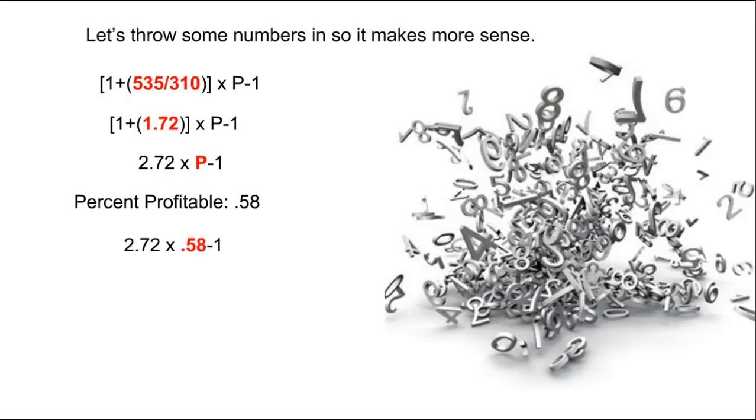So we take 2.72 and we multiply it times 0.58. That's going to give us 1.577, and then we're going to subtract 1. That gives us 0.58, a positive 0.58. Now, does everyone understand what I just did? Are there any questions on that? This is going to be important.